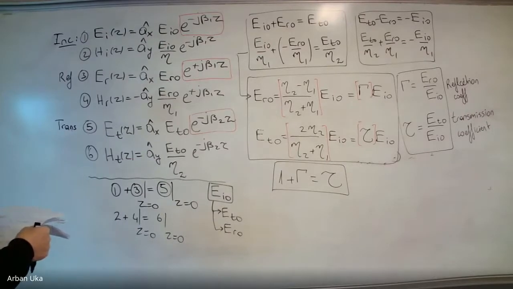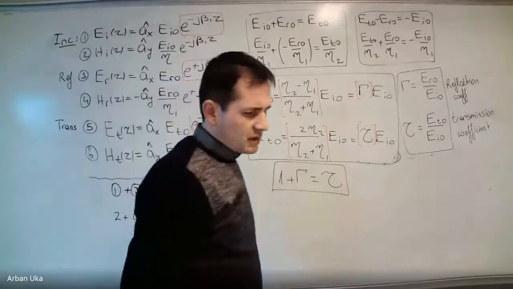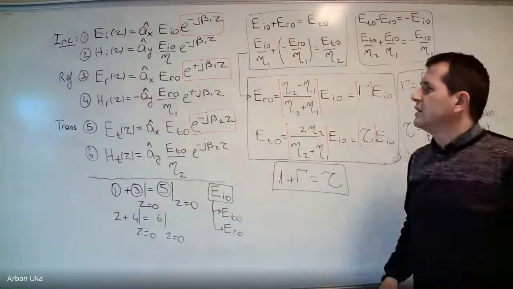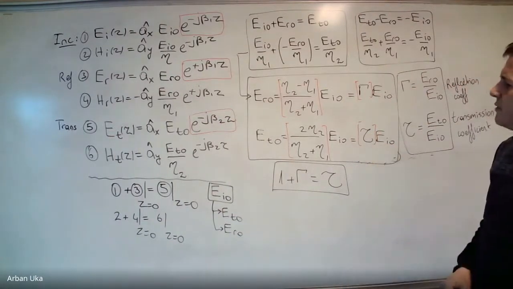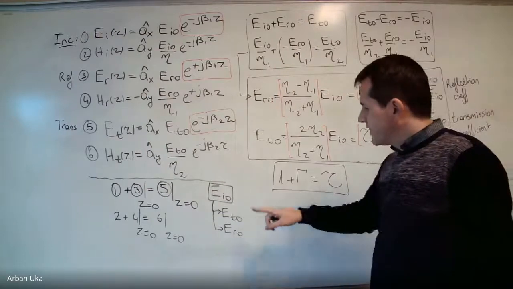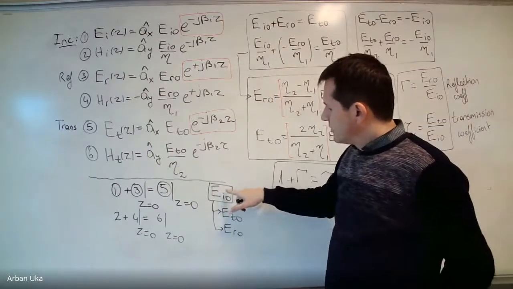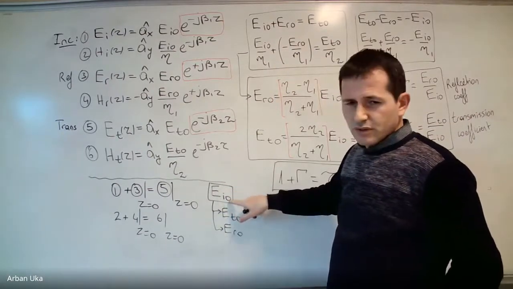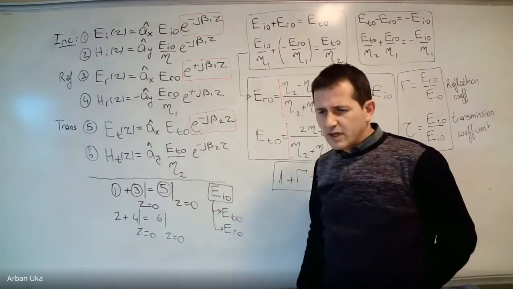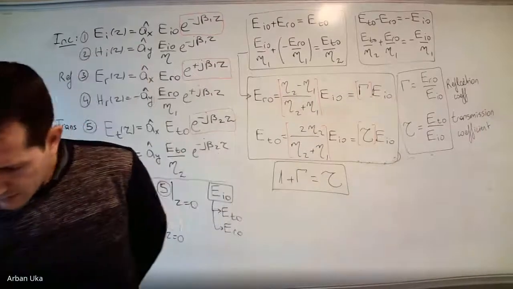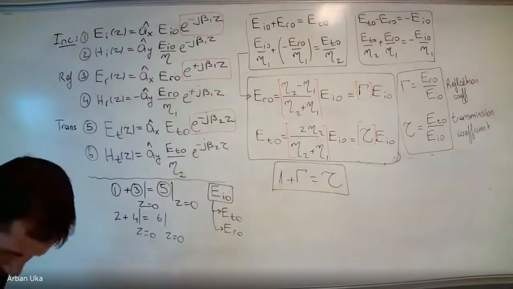So what did we do so far? We just obtained the reflection and the transmission coefficients. All we were given initially was the amplitude of the incident wave, and then we found these. What else can we find from this problem?